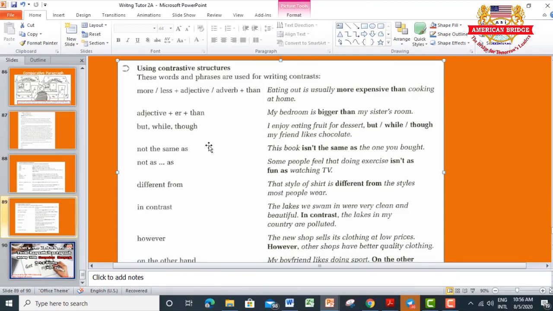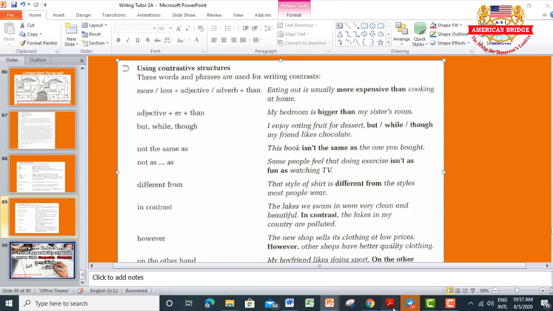You have also learned words like different from, in contrast, however, on the other hand. Those are the keywords that you probably use in your comparison or differences paragraph.